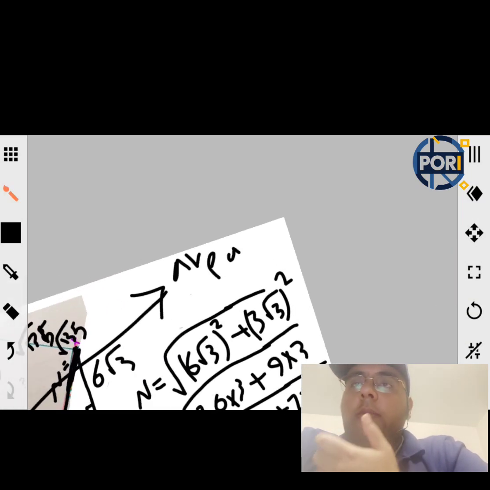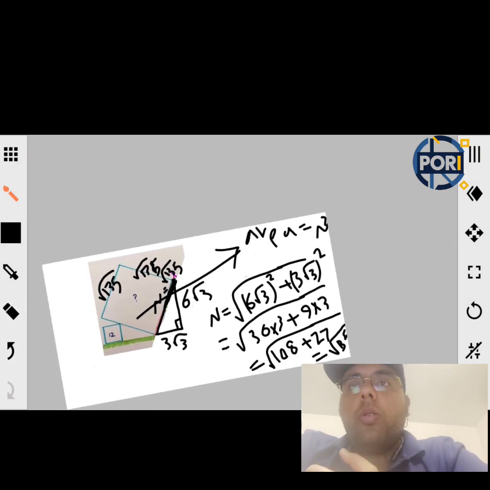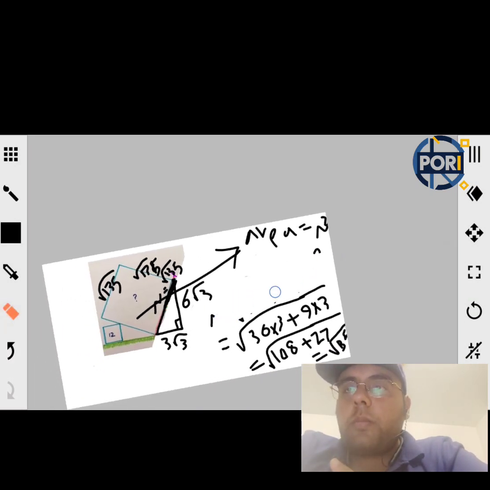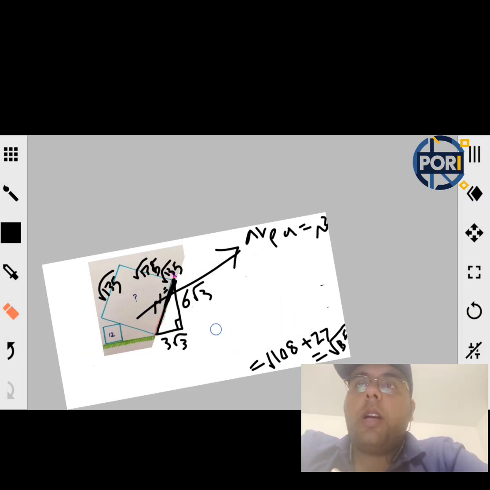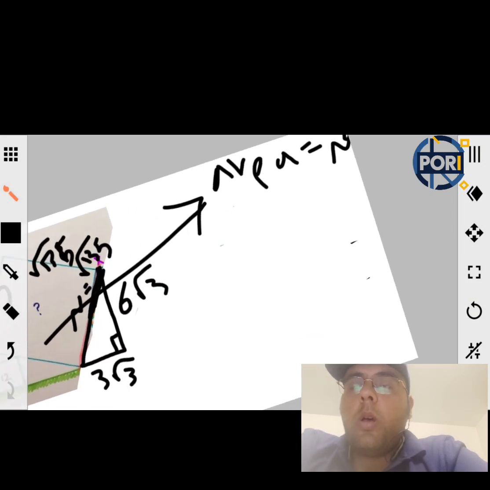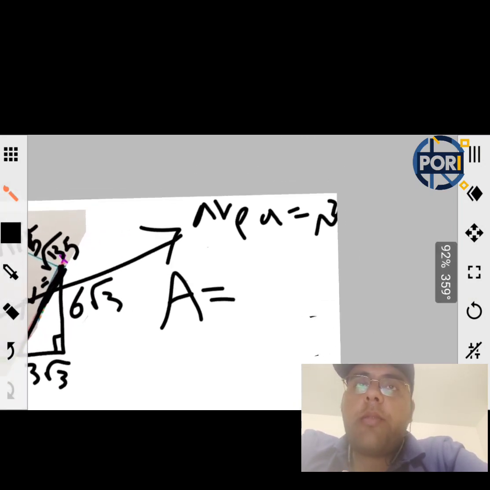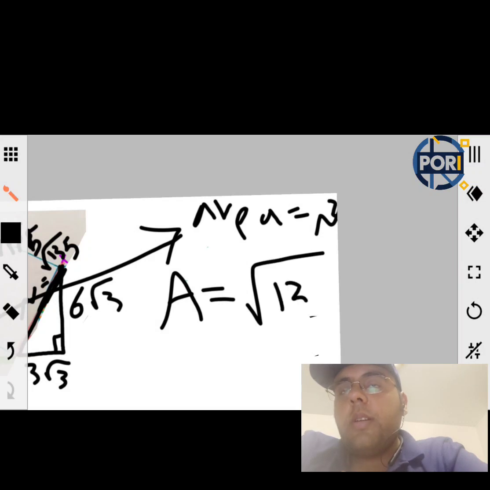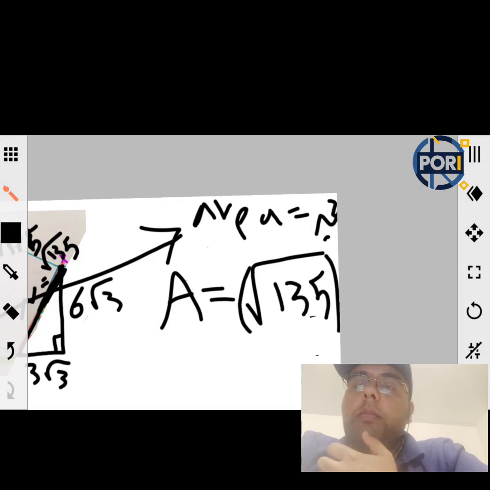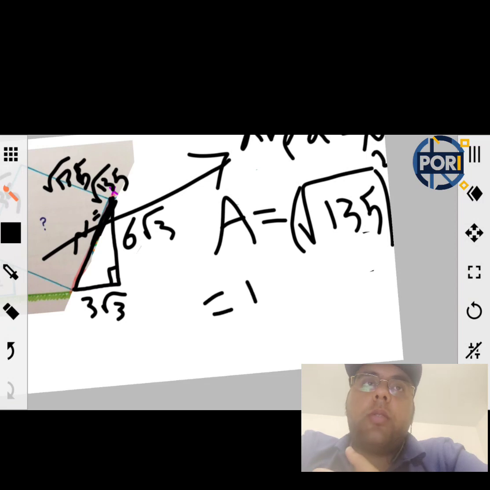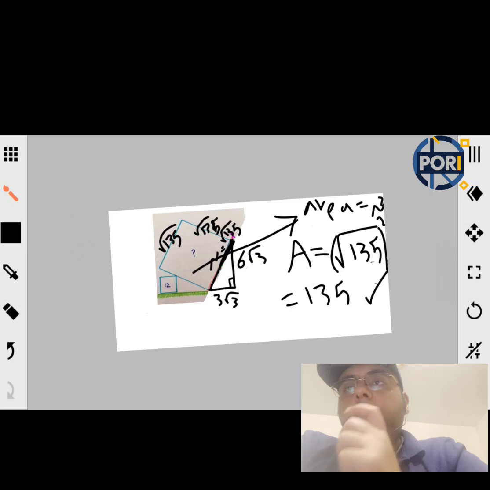Finally, the area of this square becomes n to the power of 2, or n squared, which by simplifying this equation, we can calculate the area of the bigger square is the square root of 135 to the power of 2, or the area of the bigger square equals 135.